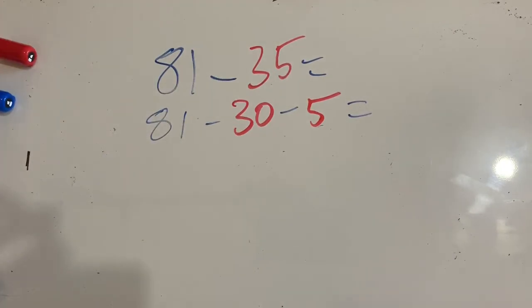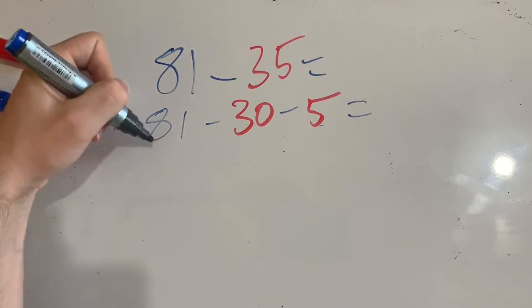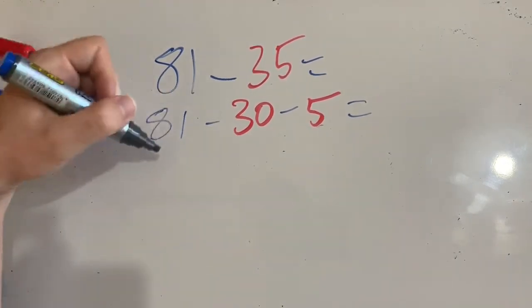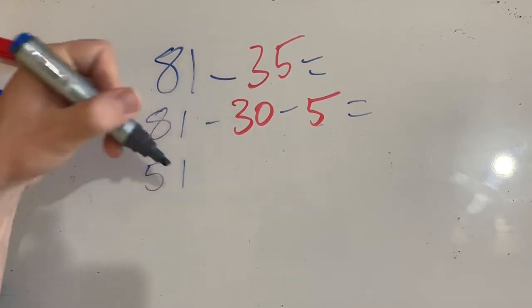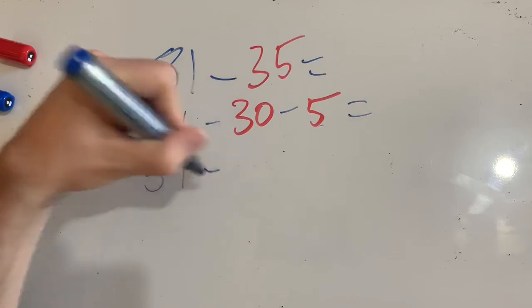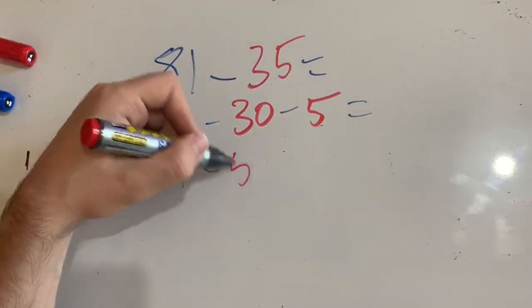So now let's take 30 away from 81. So I just need to think about this tens column. So 81 minus 30 should be 51, and it is. So 51, but I have not finished yet. That's not my solution yet, is it? So 51 minus, so I've just dealt with the 30. So now I'm still dealing with the 5.